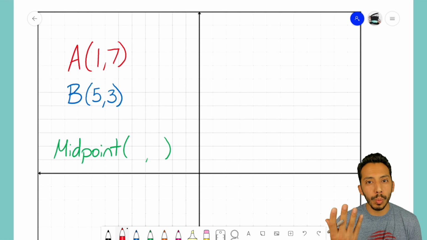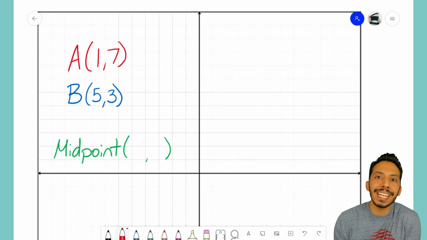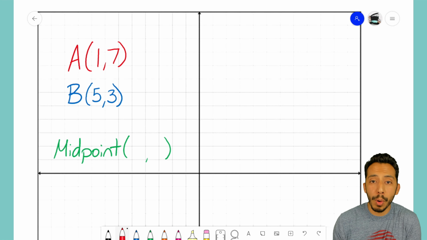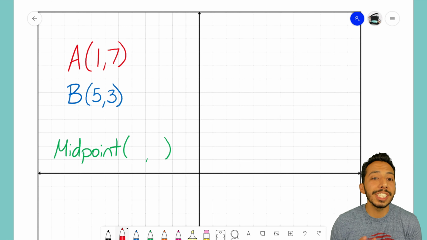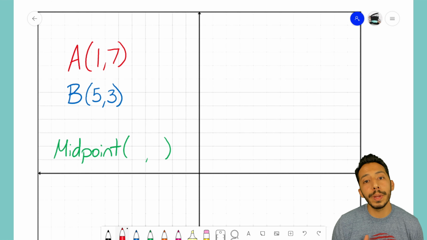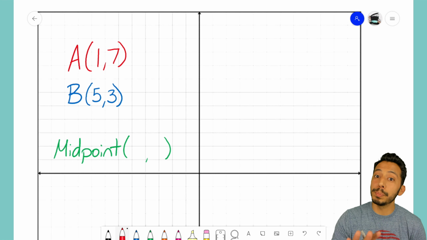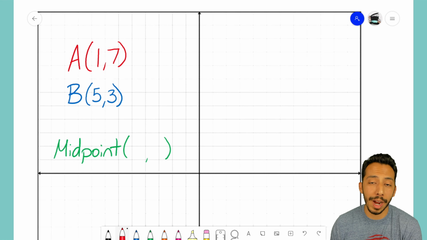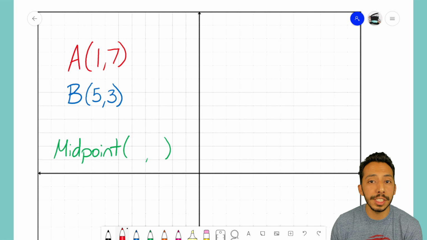Now you might be wondering, what is a midpoint? A midpoint sounds exactly as you would imagine. It's the point that's in the middle of those two points. So what I just have to do is graph A, graph B, and then show you where we can find the midpoint. There's actually a nice little shortcut that helps us find the midpoint that doesn't involve graphing, but I'm going to first show you how we can graph it, and then I'll show you that shortcut. So let's go ahead and plot these two points.